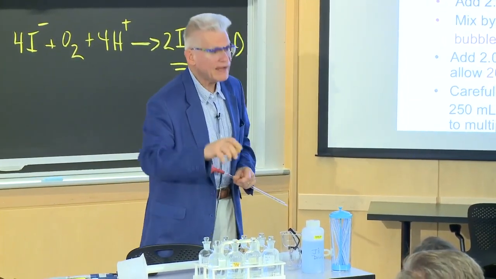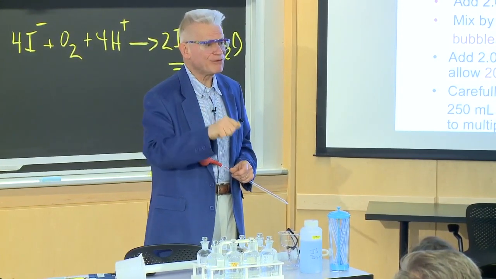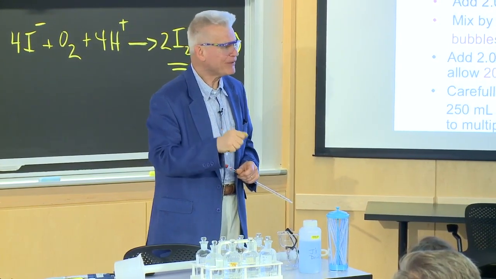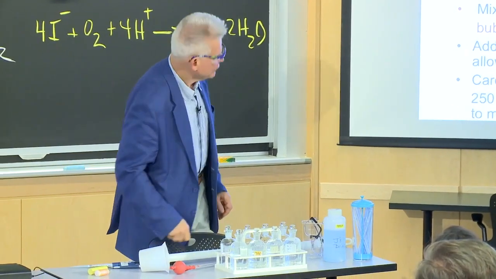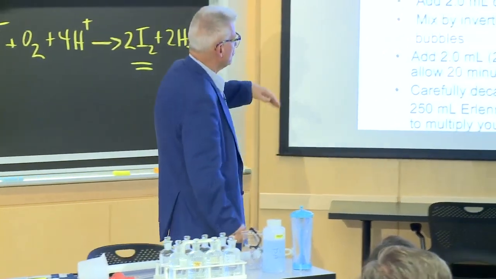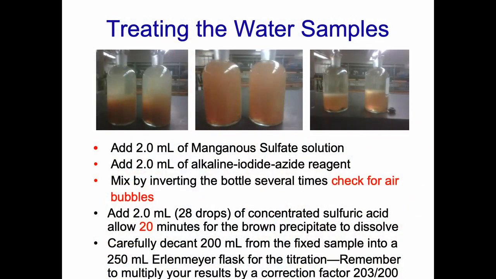And now you should have a bubble in there. You will have a bubble after you add the sulfuric. And that's OK. So when you're done with this, you're ready to titrate. And we're supposed to titrate 200 mils. That's what you titrated when you did your standardization as well.